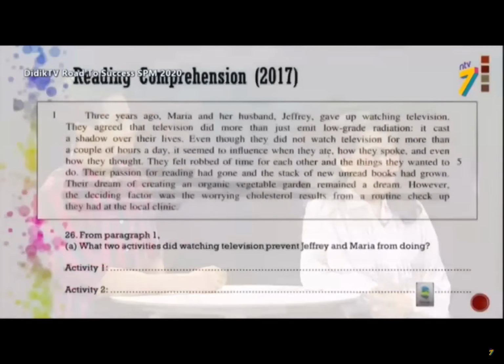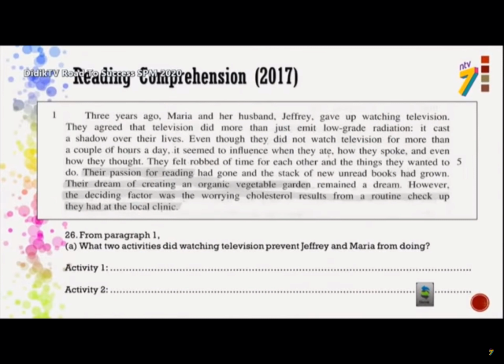Let's try. You don't read the whole text, but when you read it according to the paragraph given, you will be able to find the answer. Okay, now let one of you read. Let me read from paragraph 1. What two activities did watching television prevent Jeffrey and Maria from doing? Okay, so the keyword here is activities.